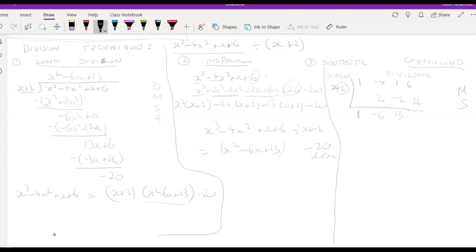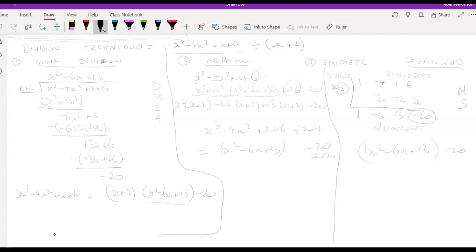We've finished. These are the coefficients for the quotient. Our quotient will be 1x squared minus 6x plus 13. Okay, that will be our quotient. And we didn't do this last subtraction. 6 minus 26 is minus 20. There's our remainder. And minus 20 remainder.